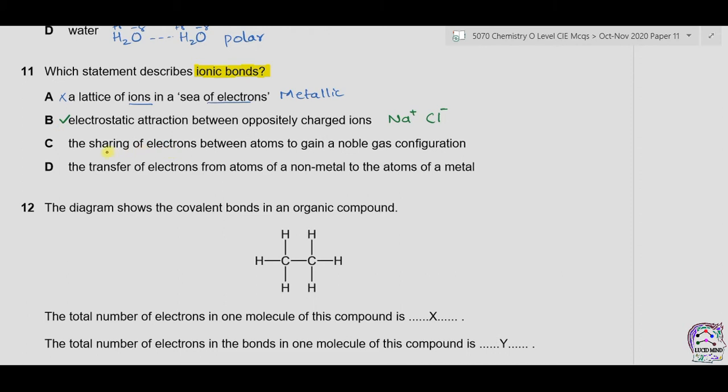C. The sharing of electrons between atoms to gain a noble gas configuration. Now sharing of electrons takes place in covalent bond. It does not take place in ionic bond. So C is incorrect. D. The transfer of electrons from atoms of a non-metal to the atoms of a metal. Now non-metal does not lose electrons, so therefore this statement is wrong. So D is also incorrect. The answer is therefore B.